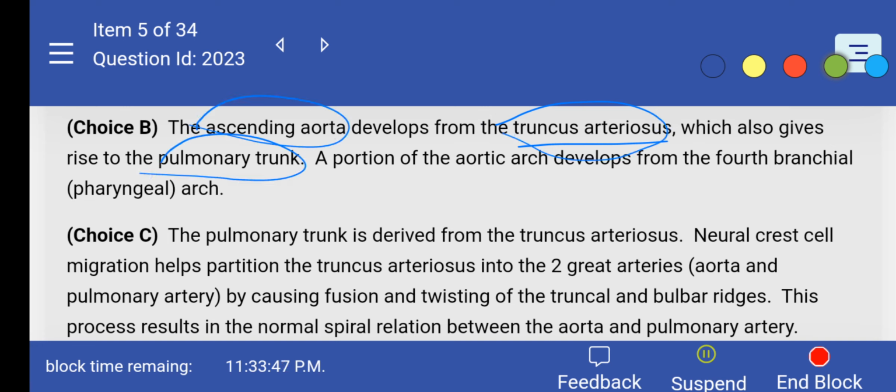A portion of the aortic arch develops from the fourth branchial, that is pharyngeal arch, right? So the fourth pharyngeal arch would give rise to the aortic arch. We know this, like if we have this aorta, the ascending aorta, this one, then we have this aortic arch, then we have descending aorta. So this one has been derived from the fourth pharyngeal arch.